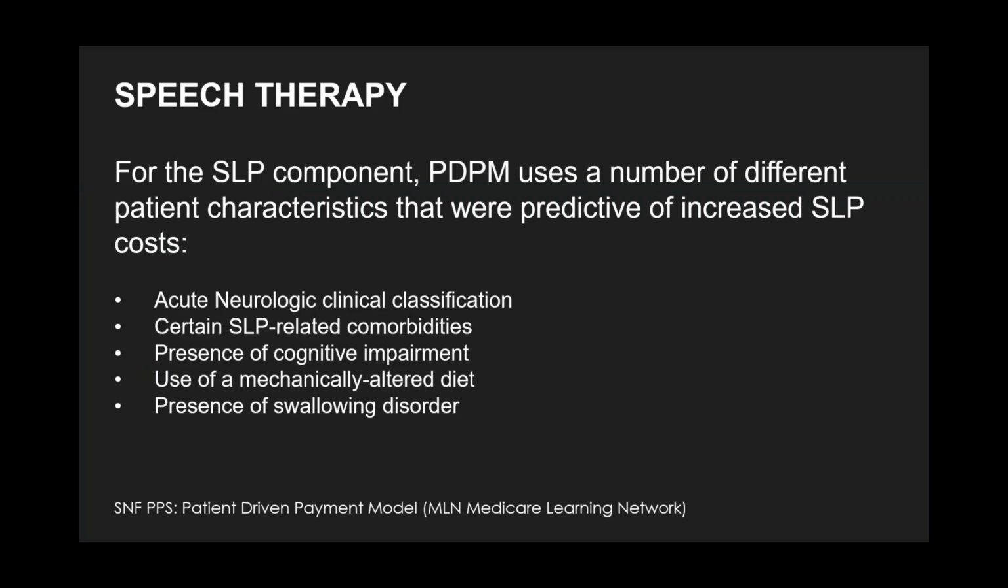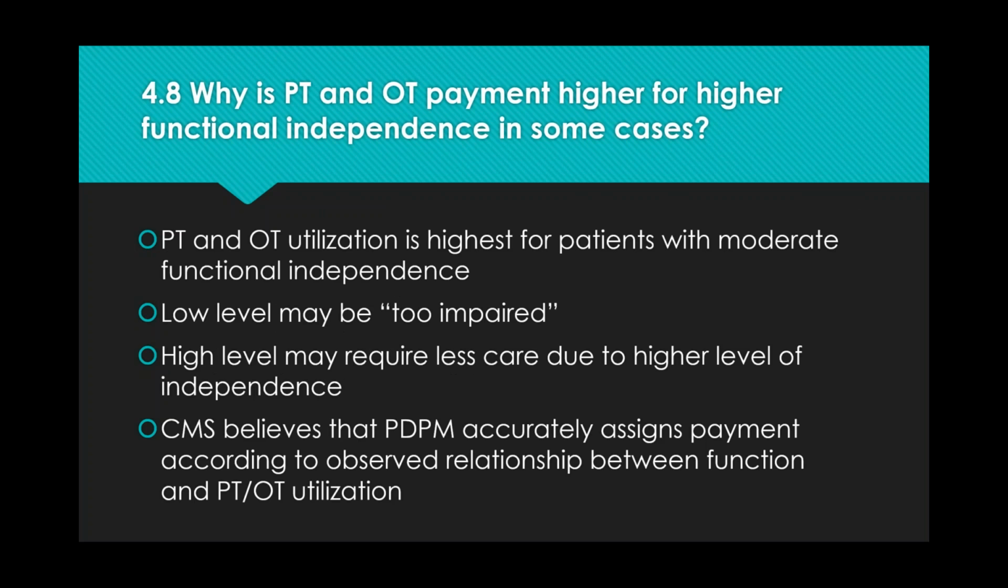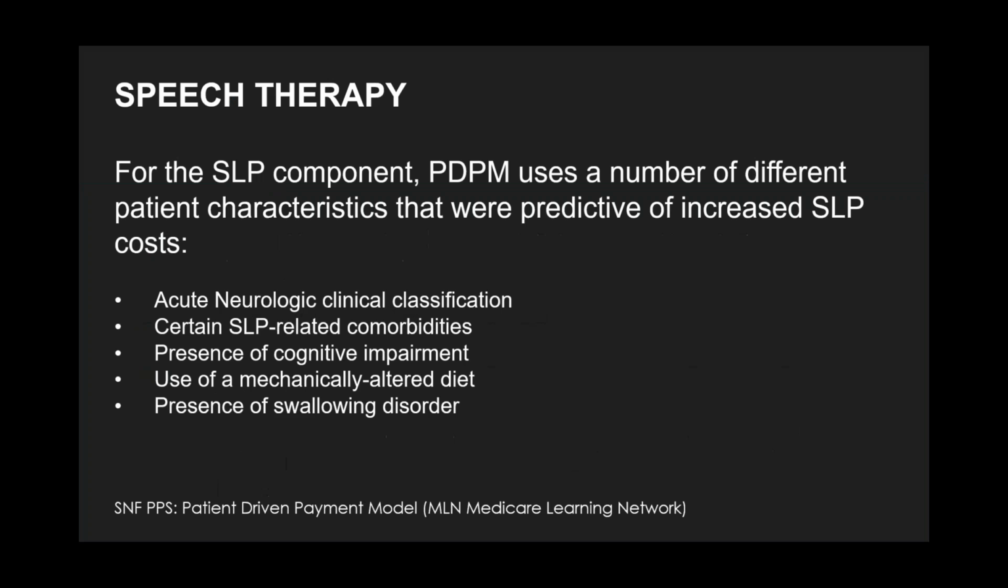And again, going back to the slides of how they figured that out, this is all based on the data. So they've already figured out that these are the patients that need more services. All right, and at this point, I'm going to hand over to Nancy Rowan.